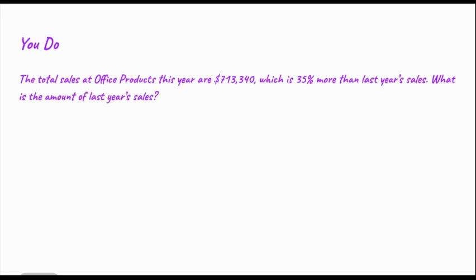Okay, so total sales of office products this year are $713,340, which is 35% more than last year's sales. What is the amount of last year's sales? So we, again, are going to take 35% and add that to 100%. This part you don't necessarily always need to write down; this is just the thought process. And then we move our decimal place over 2 to get 1.35.